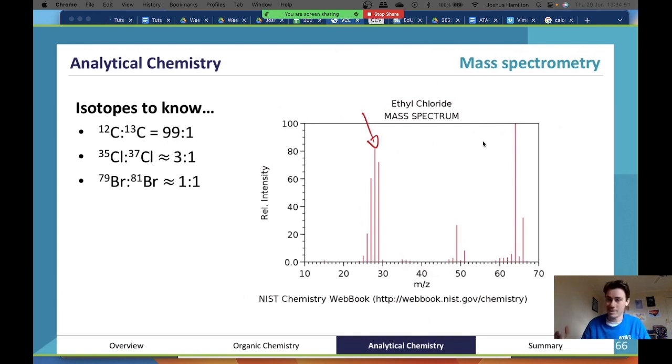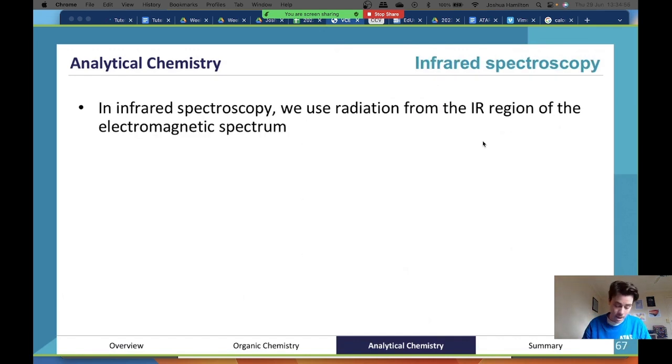So that's essentially that. Mass spec, done, tick. You should be all over that. We'll move forward from that. So moving on, infrared spectroscopy.